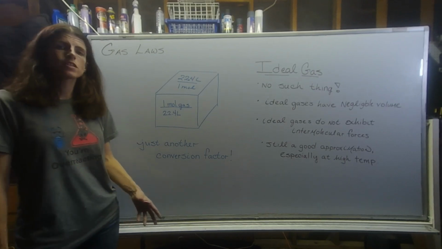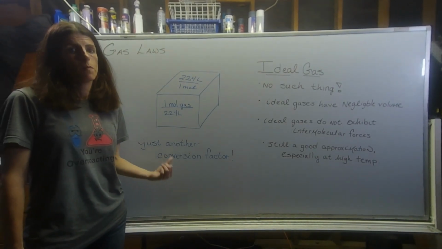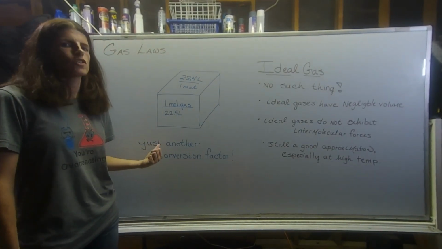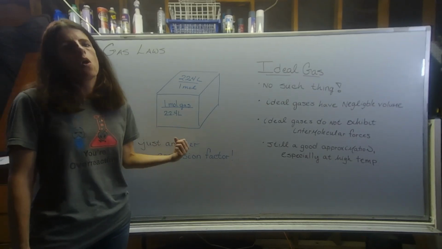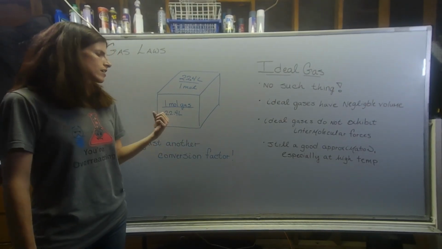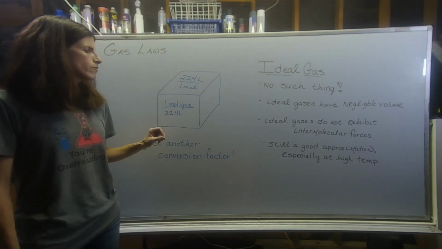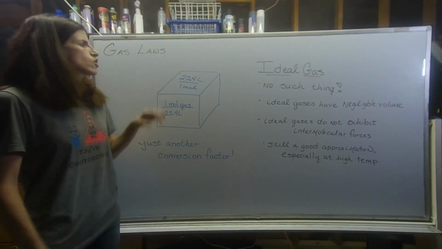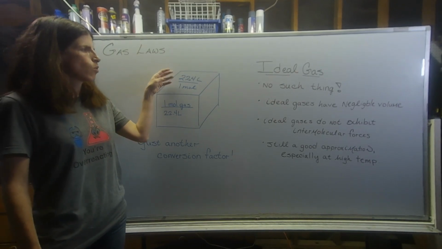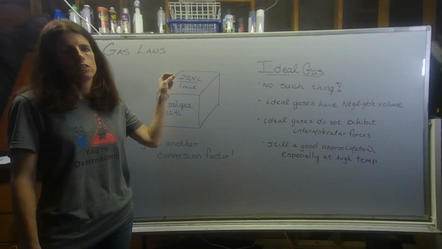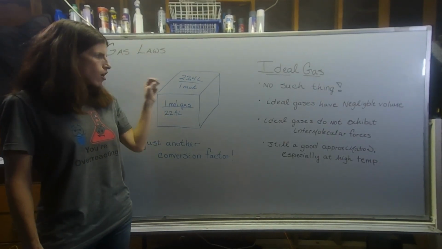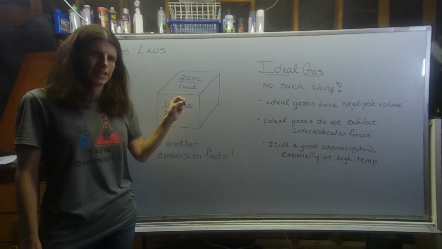The last thing we need to talk about before we jump into a bunch of problems is this conversion factor. It says that 1 mole of an ideal gas is going to take up 22.4 liters of space. Like all conversion factors, it can be flipped. So we can also say that 22.4 liters of our ideal gas corresponds to 1 mole of that gas.